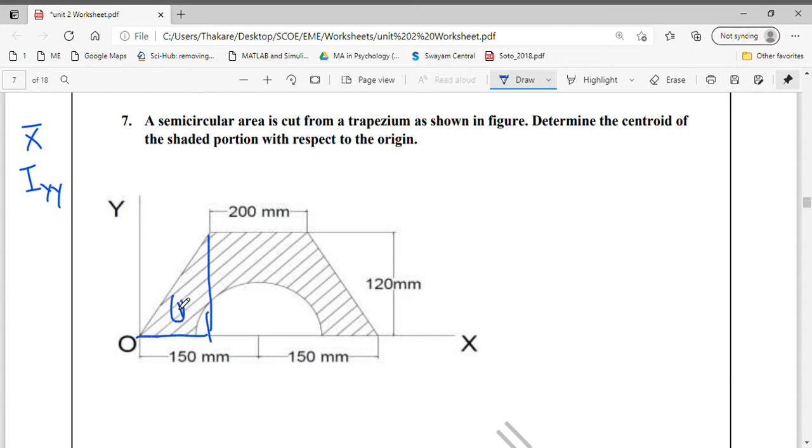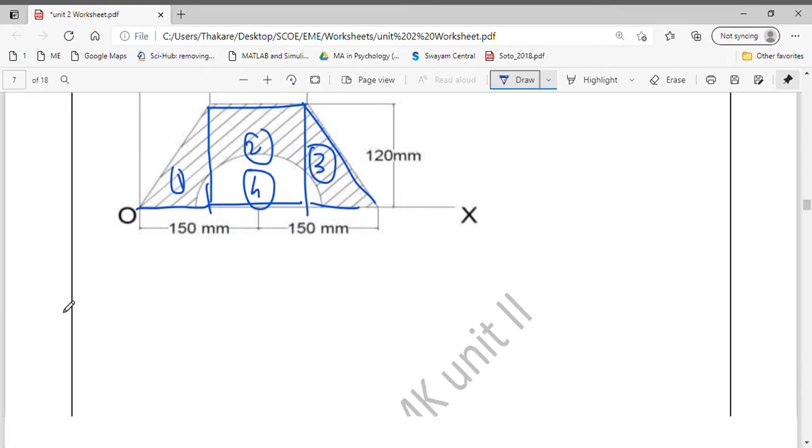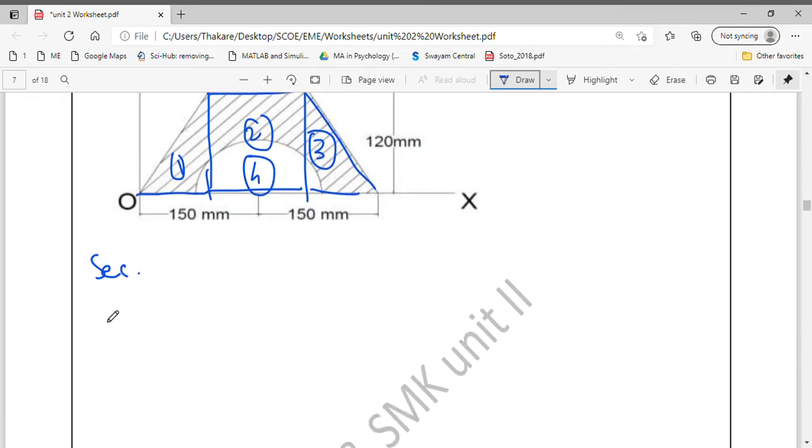This is your section 1. The rectangular part will be our section 2 and third triangular will be our section 3 and the semicircular part will be our section 4. Making the table: section, area, x, and ax, right?